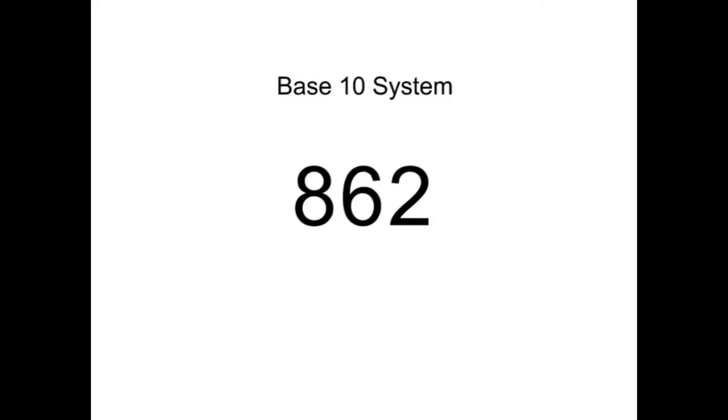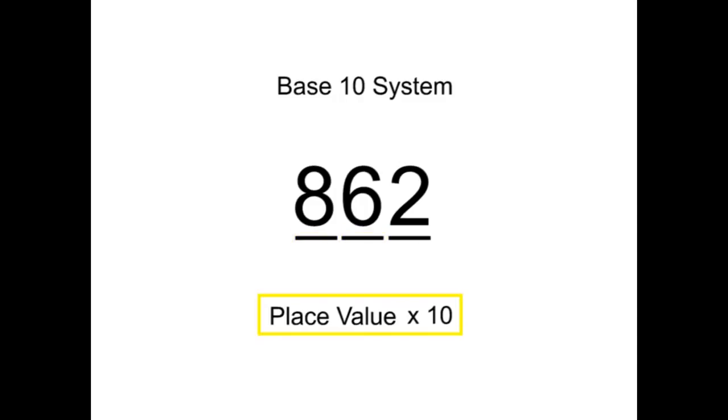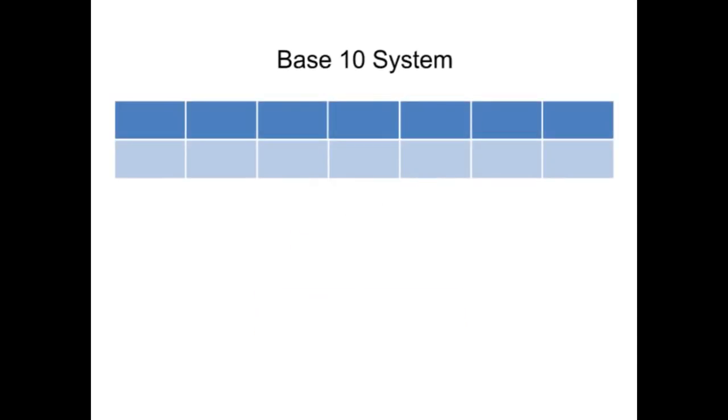The position of a digit in the base 10 system determines its magnitude. This is referred to as place value. Moving from right to left, we multiply each preceding digit position by 10. Therefore, starting from the right, the first digit position is 1. The second digit position is 10 times the first, or 10. The third digit position is 10 times the second, or 100, and so on.